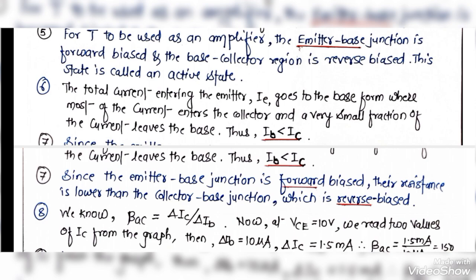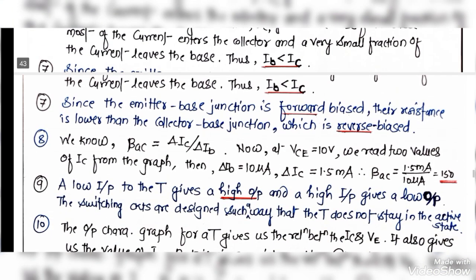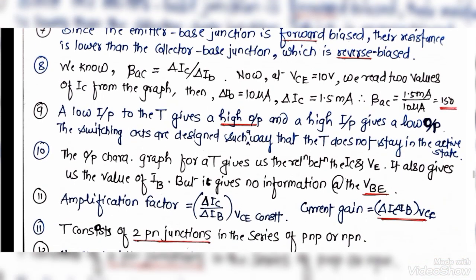The total current entering the emitter, that is IE, goes to the base region, where most of the current enters the collector and a very small fraction of current leaves the base. Thus, IB is less than IC. Since the emitter base junction is forward biased, its resistance is lower than the collector base junction, which is reverse biased.